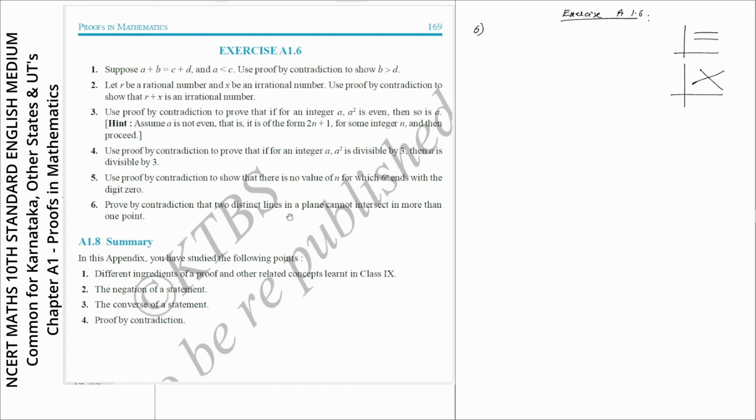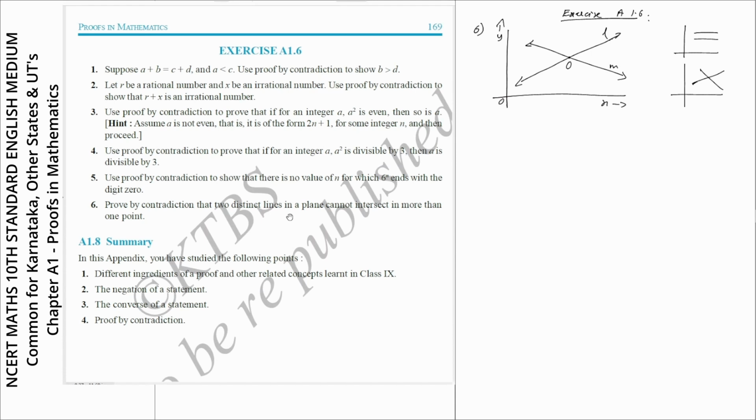Now, what is a plane? Plane means it is the xy plane. So this is the origin, this is the x axis and this is the y axis. Now consider two lines, M and L. Let them intersect at point O. Now I should prove that these two straight lines intersect at only one point. They won't intersect at another point.